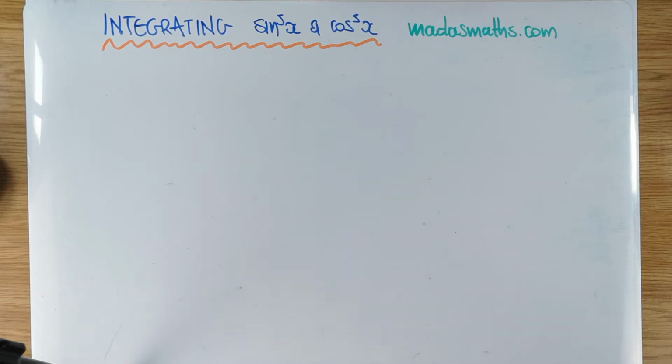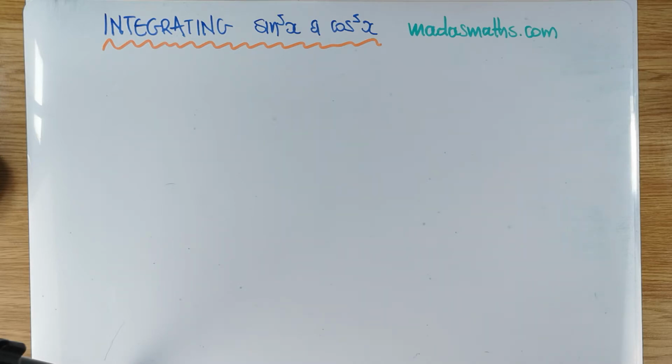Hello and welcome. Integrating sine to the power of 5 and cos to the power of 5. How do we do these particular integrals? Well, I've done the sine cubed and the cos cubed the other day, so they work in analogy. There are two methods. One method is, of course, by using a substitution. The other one is by using some kind of manipulation.